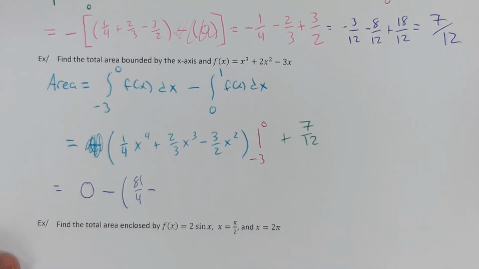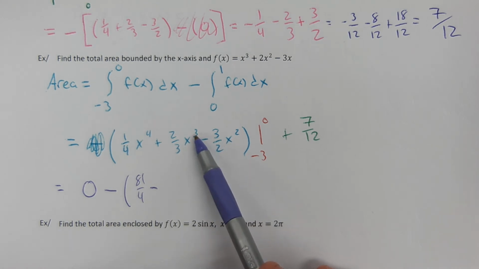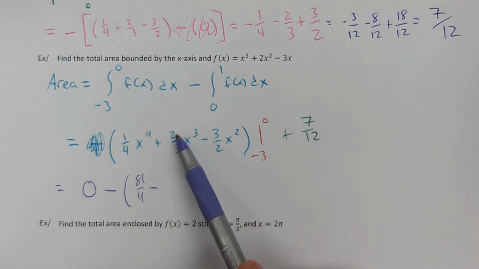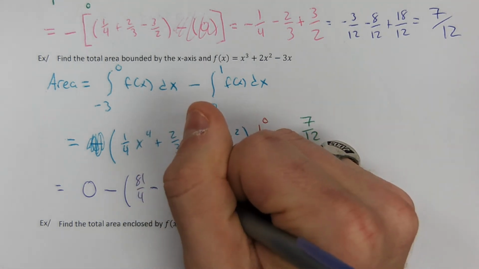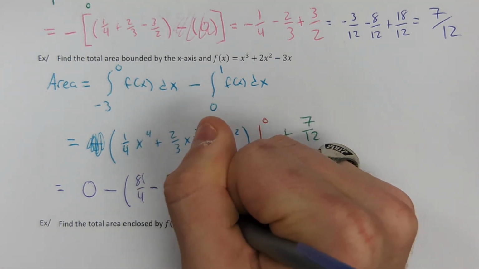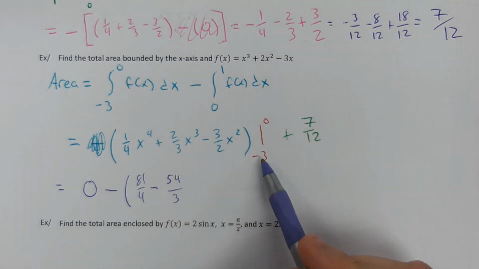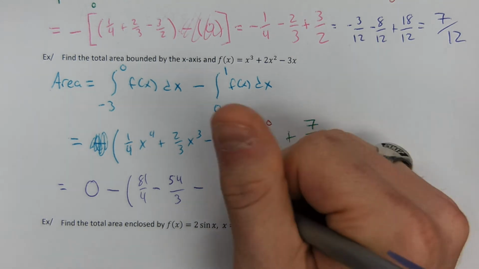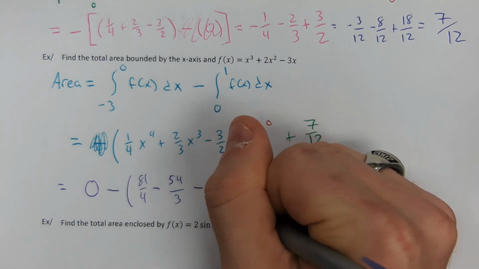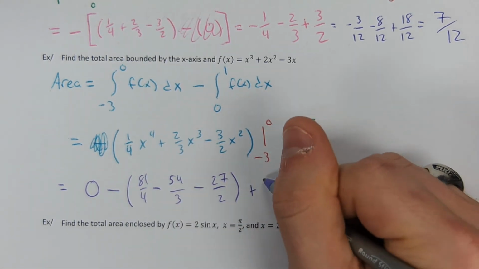Anyway, what are we doing? Oh, plugging in -3. So -3 to the 3rd is -27. 27 times 2 is 54. Of course, I could reduce this, but whatever. Minus, square this 3, you get a 9. 9 times 3 is 27 over 2, yuck. And then again, here's that plus 7/12.